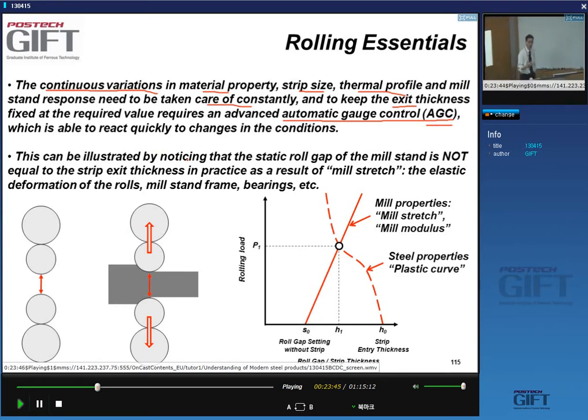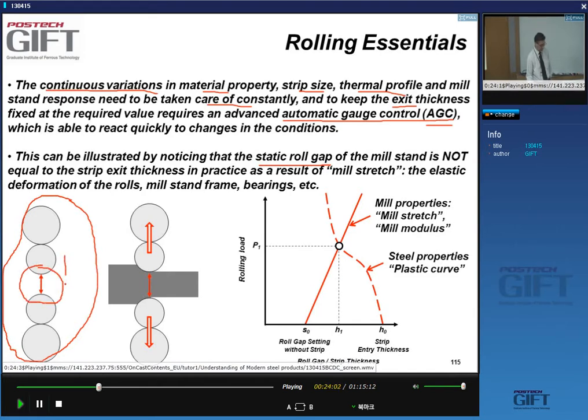So let's take a step back. What is important to realize is that the static roll gap is the roll gap that I have if there is no strip in the roll gap. This static roll gap is not equal to the strip exit thickness. If I set up a static roll gap of a certain value and I roll a material, the thickness of the material will not be equal to this distance.